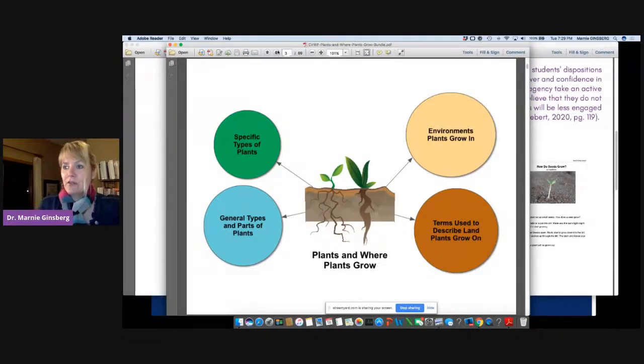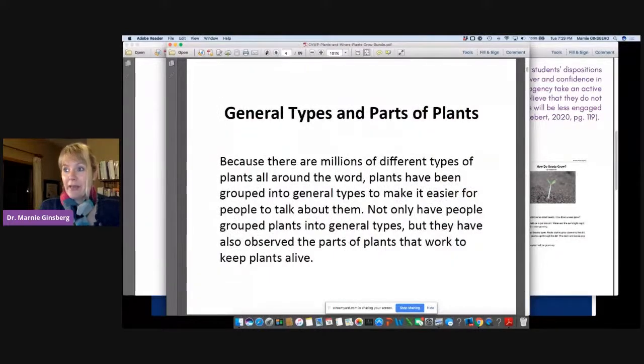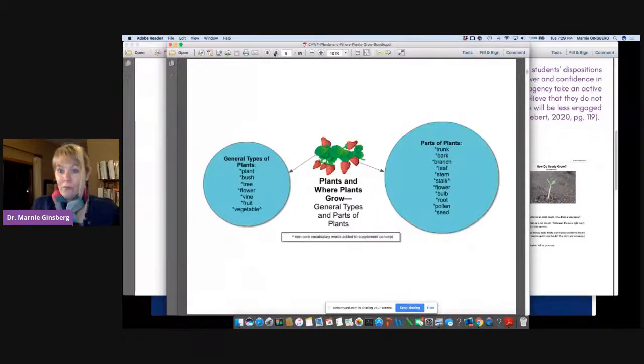So let's check out what's the first category. The first category is general types and parts of plants. So this is another breakdown. You could talk about the general types of plants and the parts of the plants. The general types of plants would be like plant, bush, tree, flower. The parts of the plants would be trunk, bark, branch, leaf. So that is so awesome.